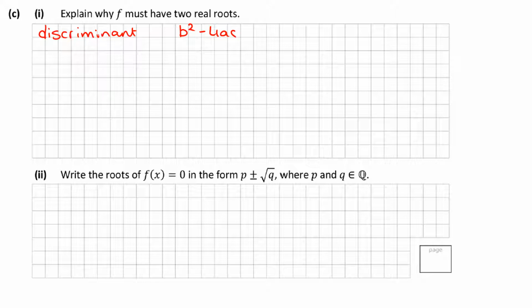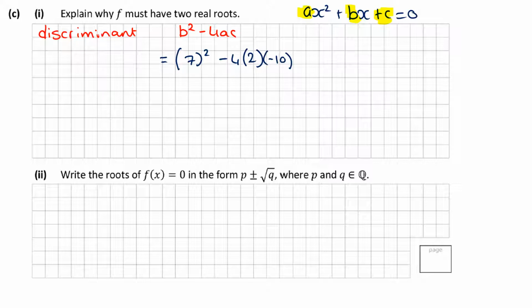So we have minus b plus or minus the square root of b squared minus 4ac. So if we work out the discriminant of this, our b in this case is 7. We're going to square it, minus 4 times 2 times minus 10. Now, the a, b, c refers to ax squared plus bx plus c equals 0. So it refers back to the coefficients in the initial quadratic. So when I work out the discriminant there, I get 49 plus 80, which works out at 129, which is greater than 0.